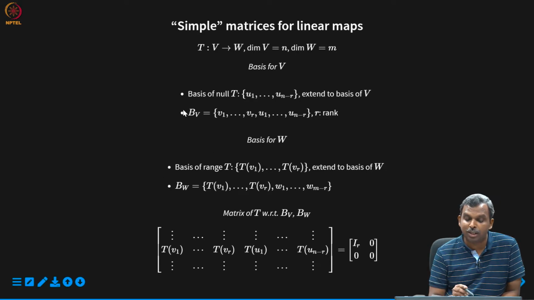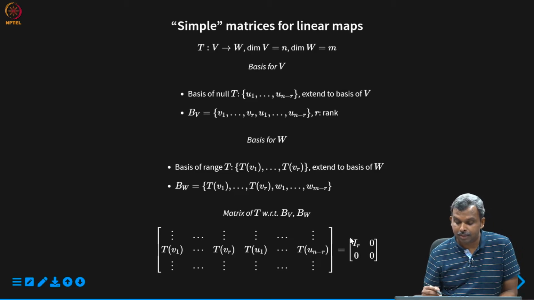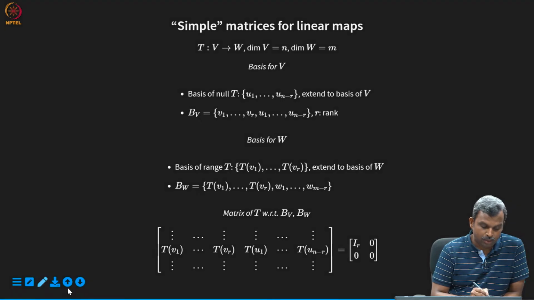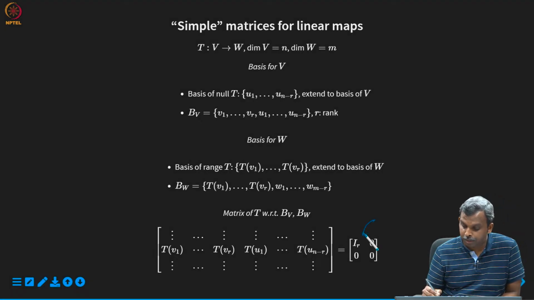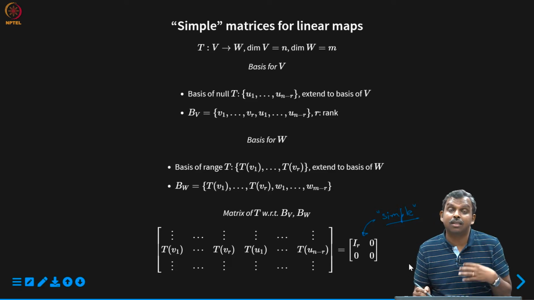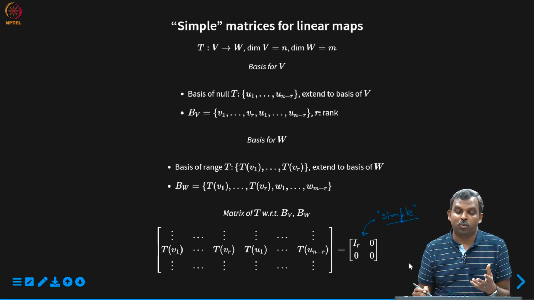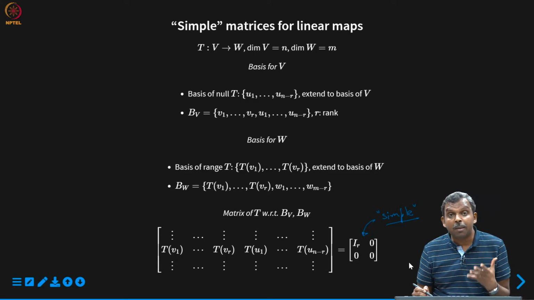So you have so many different bases that give you this BV and BW, which give you this kind of a matrix finally. This is, as you can imagine, a very simple matrix. The point of doing these abstract studies is just to tell you what's possible. You know that you can pick a basis for V and W so that any linear map T from V to W has this very simple form, IR 0, 0, 0.